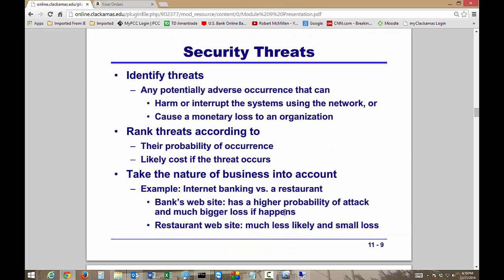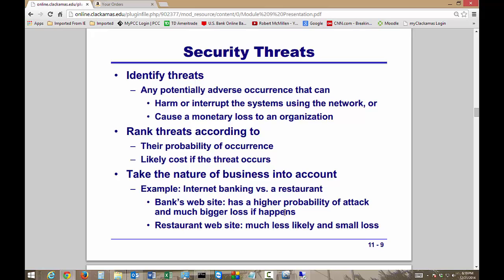Some security threats: you've got to identify the threats, any potential adverse occurrence that can harm or interrupt the system using the network or cause a monetary loss to an organization. And sometimes you have to put your black hat on to see, what could you do if you wanted to disrupt this network? How would you do it? And then other times people hire IT consultants to come in and do that for you if you're not sure how that would happen. And then they do what's called white hat attacking.